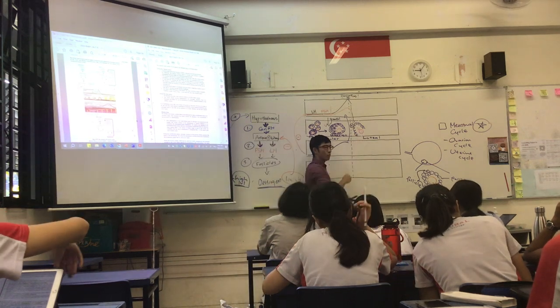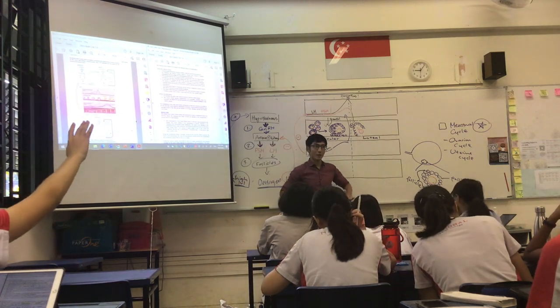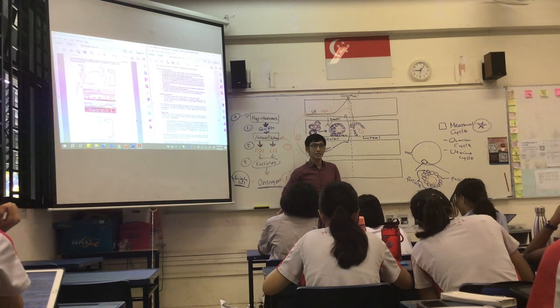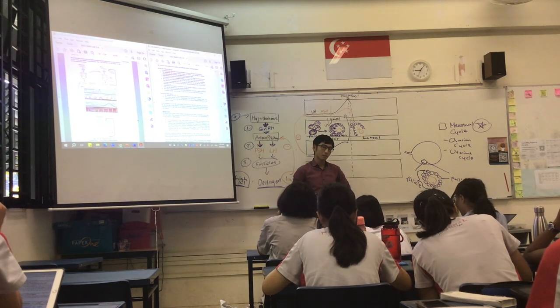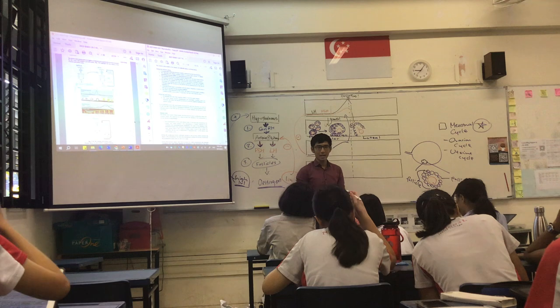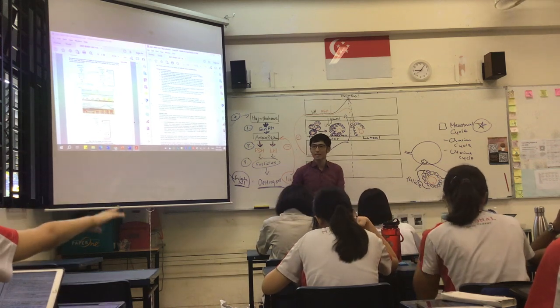So that's why one egg at a time. And usually one ovary at a time. So one ovary produces one egg, and next month the other ovary does. But sometimes both ovaries release an egg together. Yes, that's it.